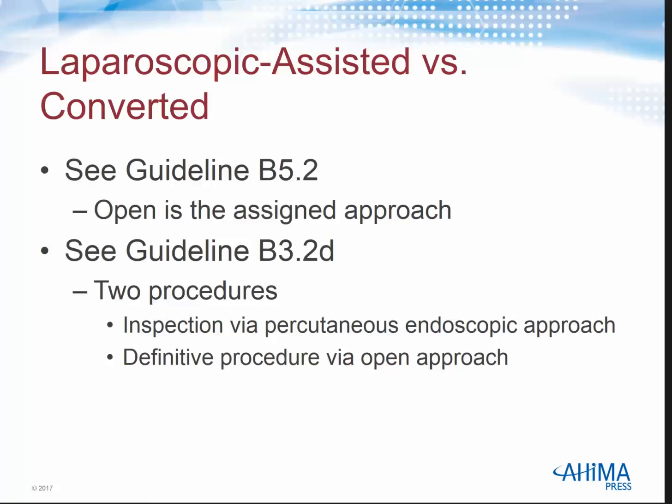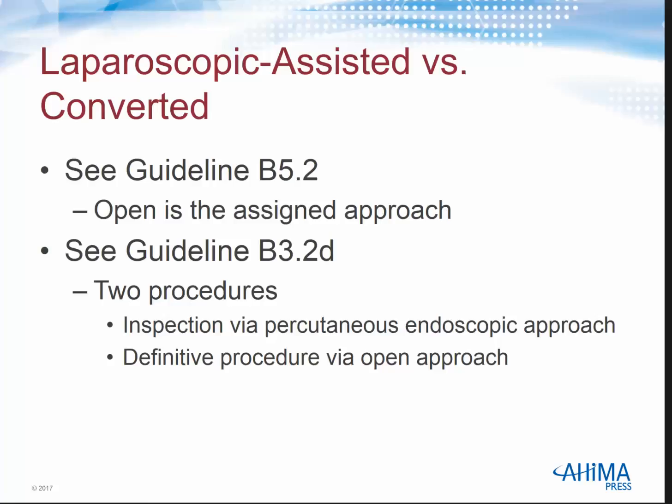And again, if you go back to chapter 2, which was a little bit of a struggle at the time because we weren't coding anything yet, hopefully some of those guidelines are making a little bit more sense. Coding guideline B3.2D reads, during the same operative session, multiple procedures are coded if the intended root operation is attempted using one approach, but is converted to a different approach.